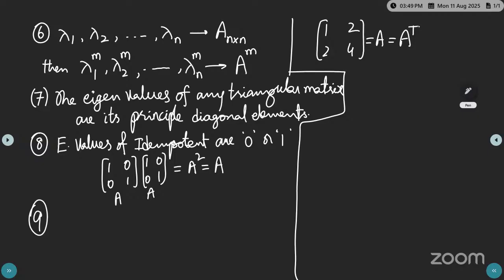It is a real symmetric matrix. Am I right or not? A equals A transpose. A transpose means rows into columns, columns into rows, even though you are getting the same matrix. Okay, what are eigenvalues? 0, comma 5. What are eigenvectors corresponding to 0?